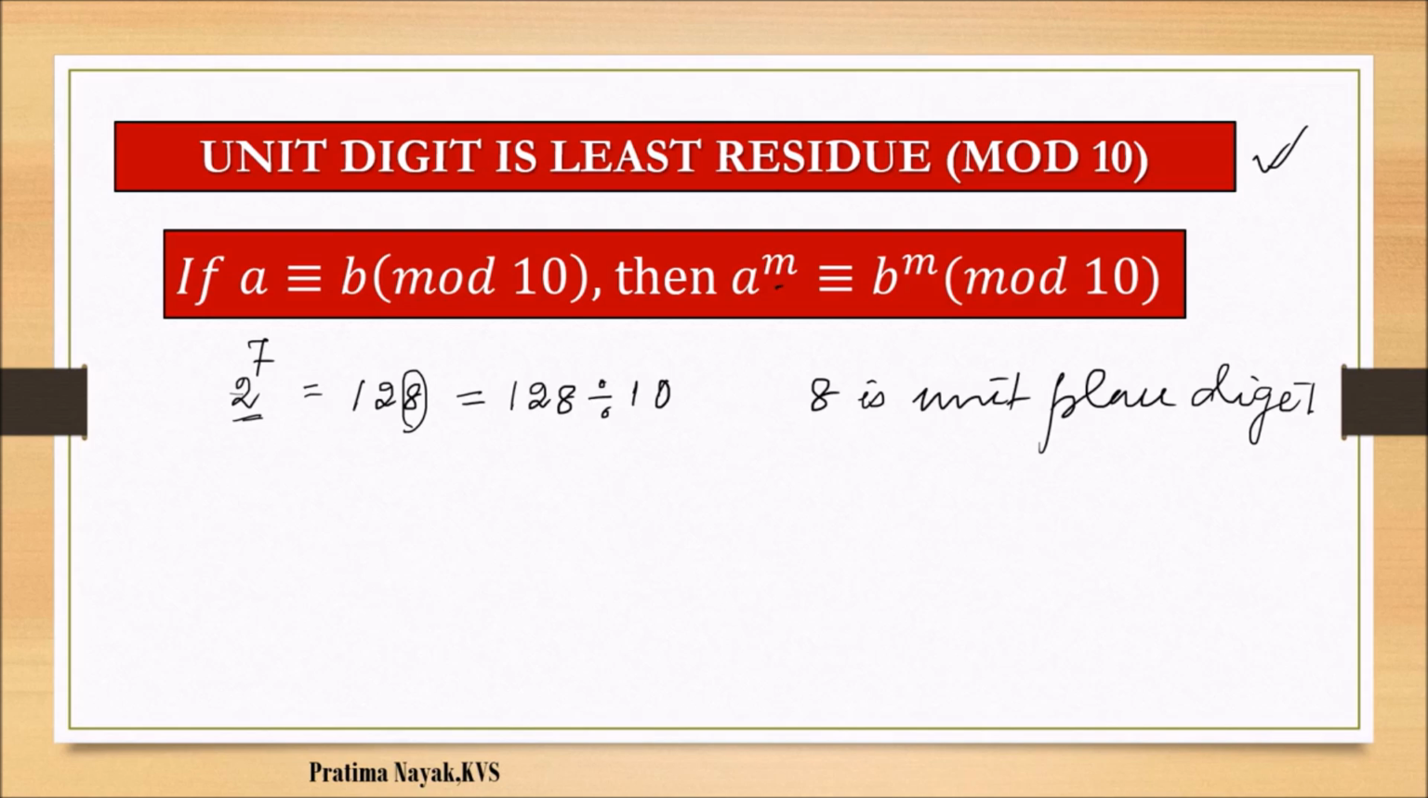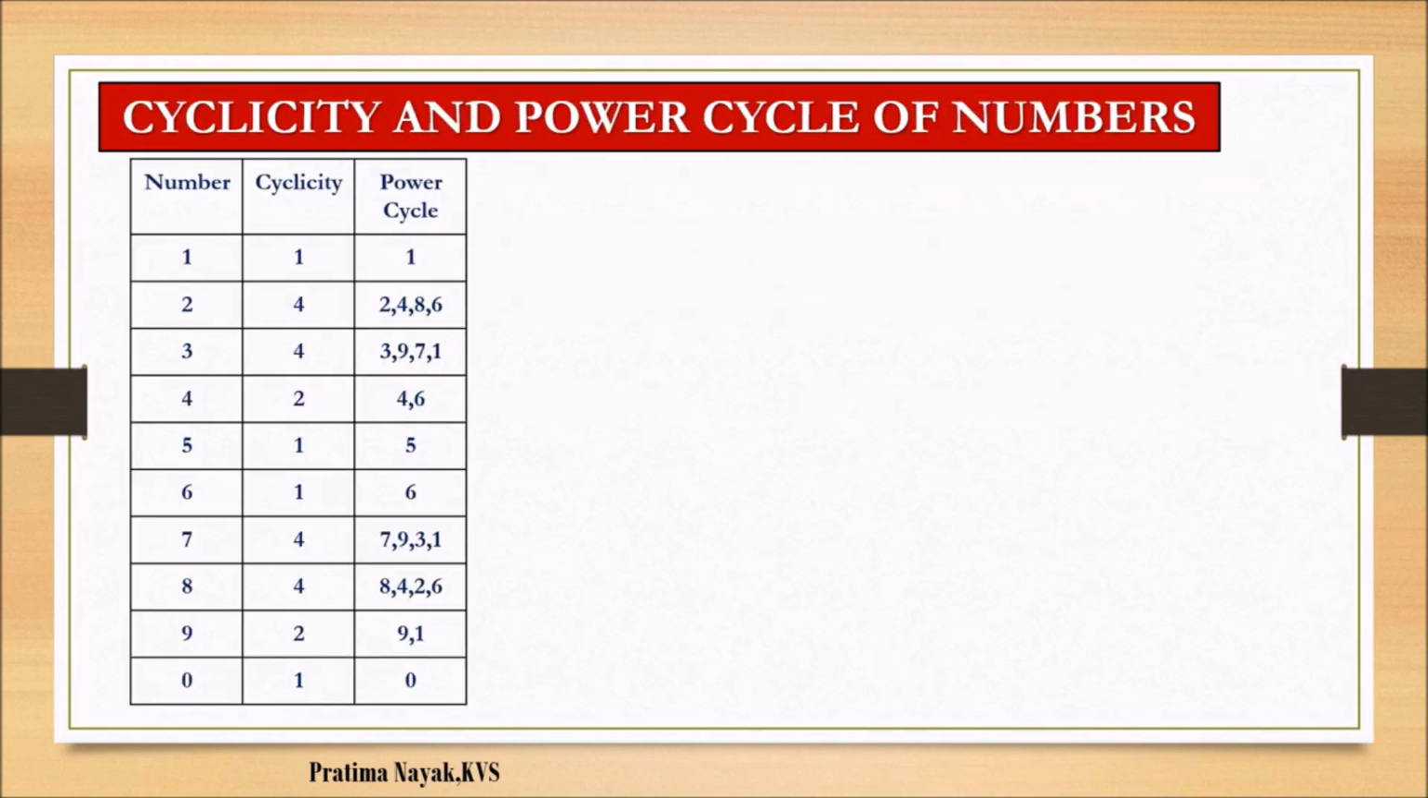But for the time being, I'm finding the cyclicity of the numbers. For example, 2 raised to the power 30. What will be the result here? I'm not asking about the result, but I am interested in the unit place digit. So for this, we'll learn the cyclicity of the numbers and the power cycle of the numbers. This is a table you can note down.